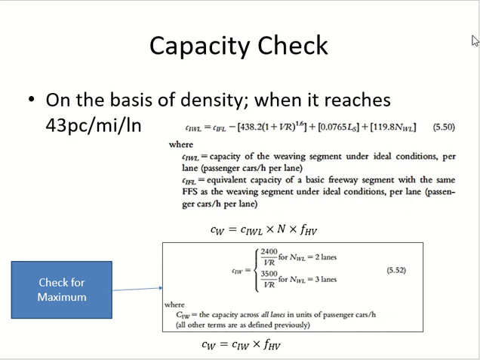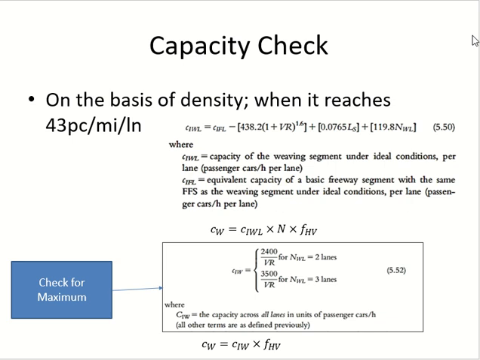Clear? What are we saying? Calculate the per lane capacity from here. From per lane you will convert it to total. How? Multiply by the number of lanes, so you will get total capacity. That total capacity should not be more than this ratio or this ratio. If it is, then take this one.